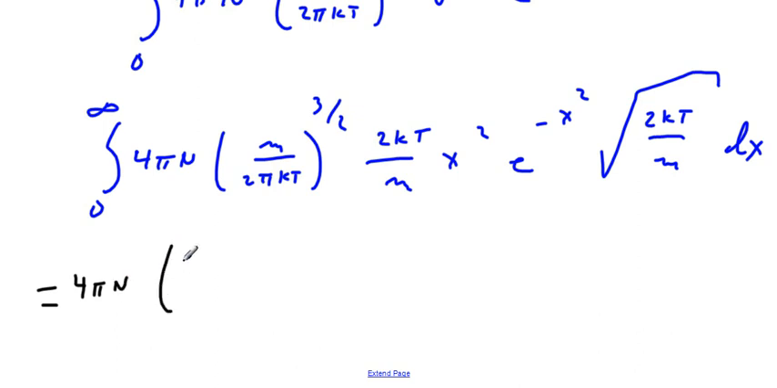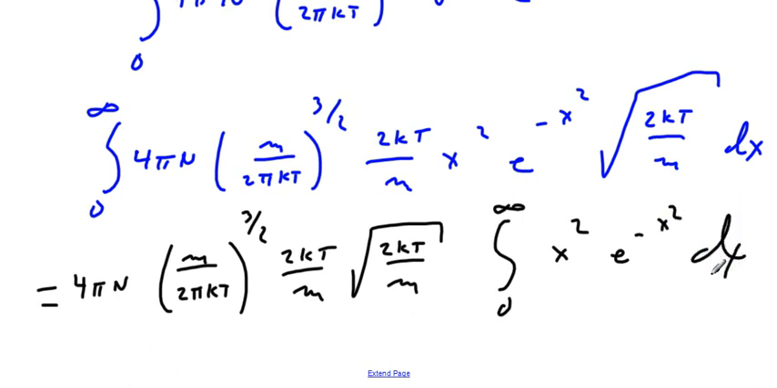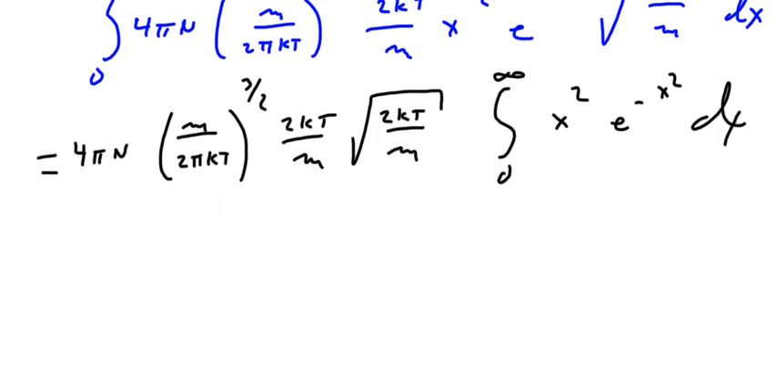We've got m over 2πkT to the 3/2. We've got 2kT over m, and we have a square root of 2kT over m. And that leaves us with the integral from 0 to infinity of x squared e to the minus x squared dx, which is an integral that was given to us by Euler, by the way, in case anybody's thinking about that.